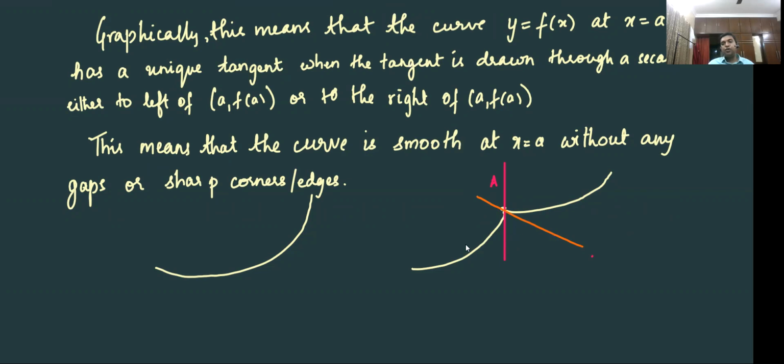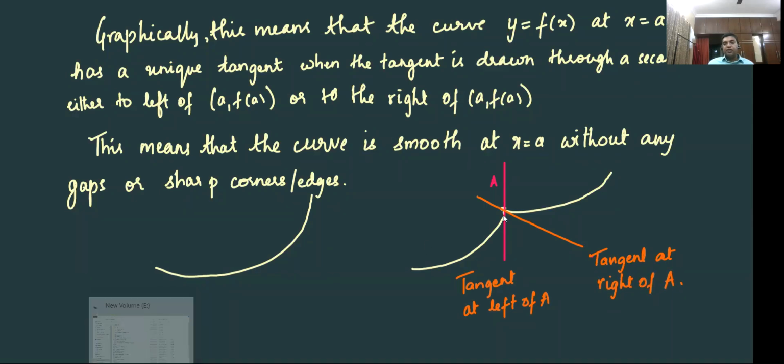These two tangents do not coincide. This is tangent from the left or tangent at the right of it. Okay, so whenever you get a sharp corner like that, it means that the function is not differentiable.